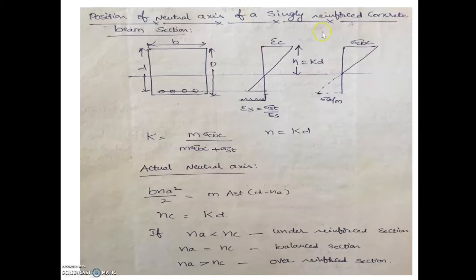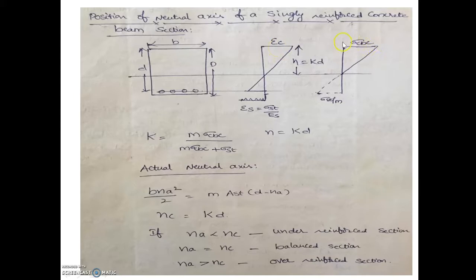Position of the neutral axis of a singly reinforced concrete beam section. As we already saw in the previous slide, small d is the effective depth, capital D is the total depth, and b is the width of the beam, and this is the area of steel reinforcement in the tension zone. In this case, epsilon s is equal to sigma st by Es. Es means the modulus of elasticity of the steel. Epsilon c means the strain in the concrete.